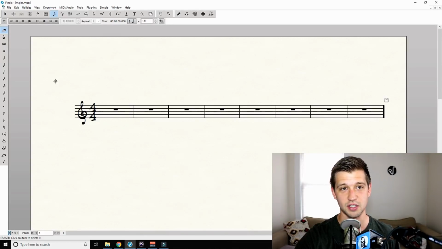So what I'm going to do is get up onto Finale, which is the music notation software that I use. You know, there's Sibelius, there's Finale. I've heard arguments for both. I'm just used to Finale, so I'm going to be using that one.